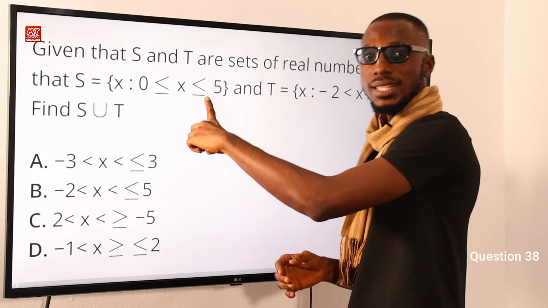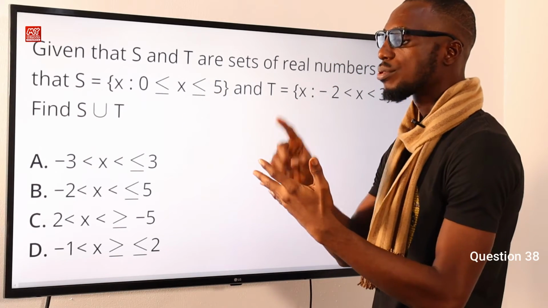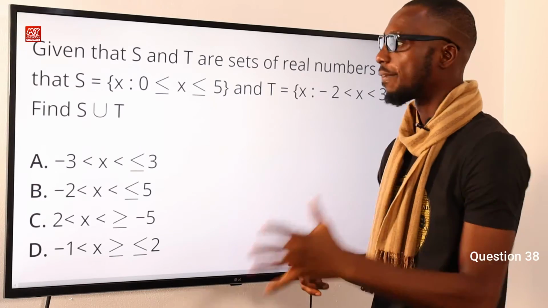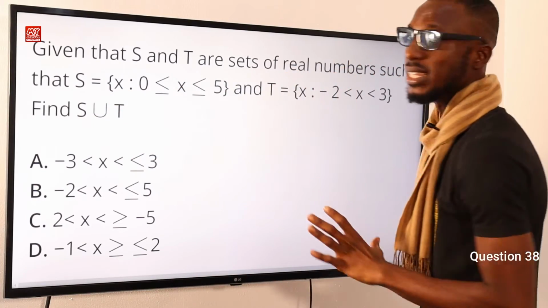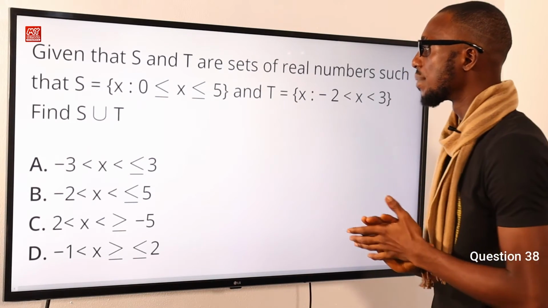We are told less than or equals to, so 5 is included. So we have 0, 1, 2, 3, 4, 5 for set S. So let's use that same ideology to interpret set T.